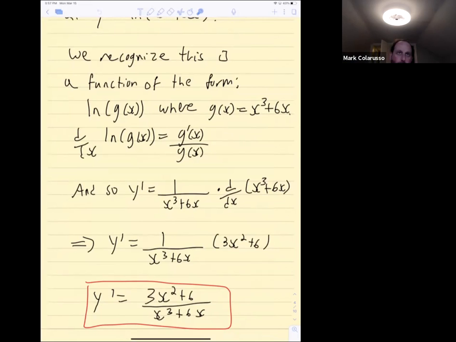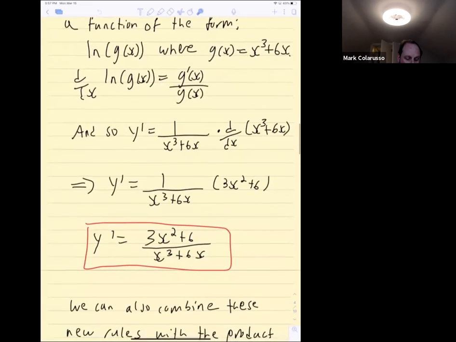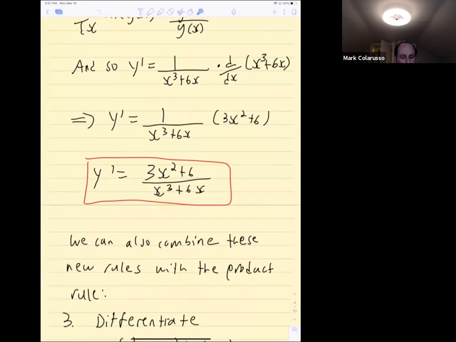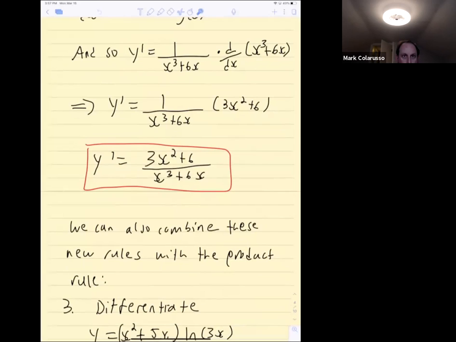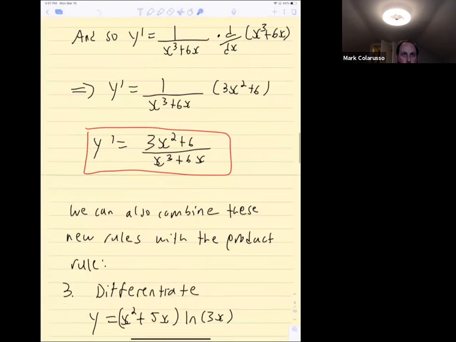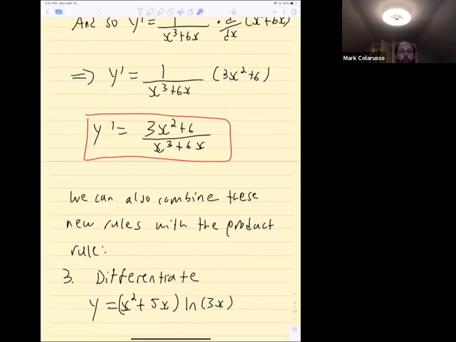This is more like a traditional PowerPoint presentation where I'm going from slide to slide. Okay, so what we can also do, and you'll see on the homework, is combine these new rules we've learned about the derivatives of logarithms with the product rule, and make slightly more complicated functions to differentiate. So that's what the next example does.